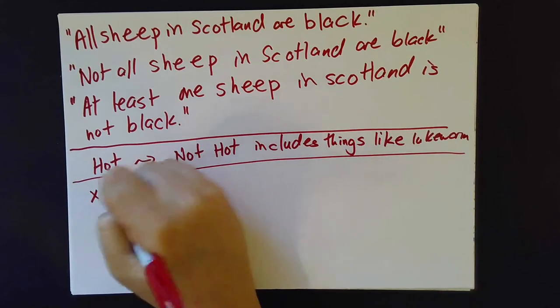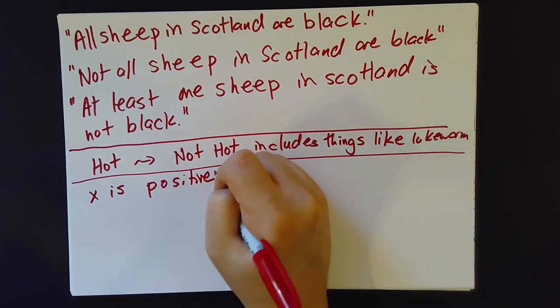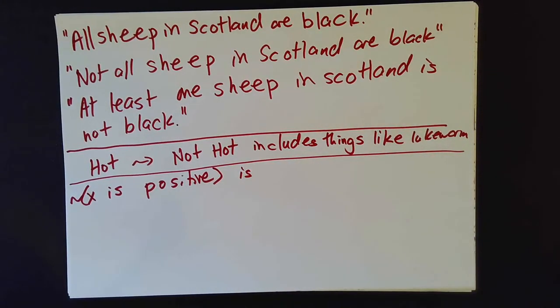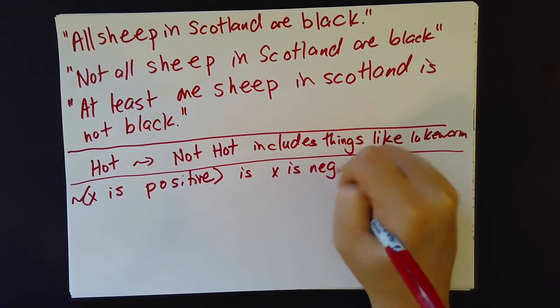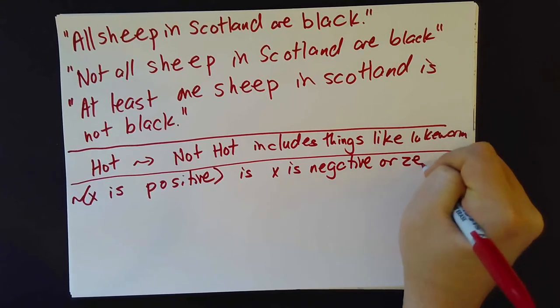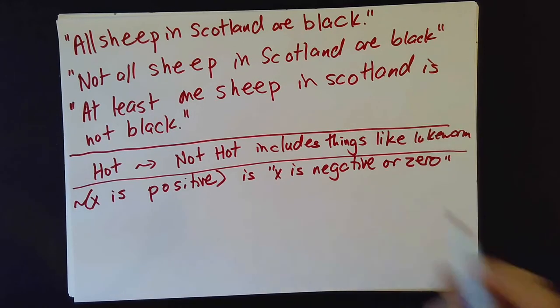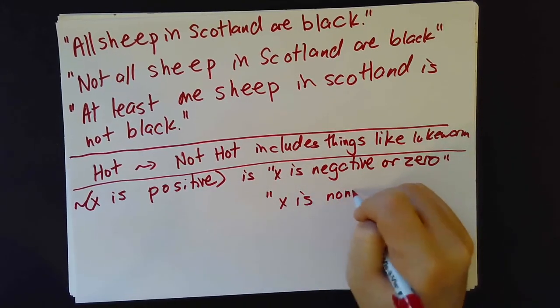This also shows up a lot when we're talking about numbers and we say something like x is positive. If you negate that, then it's tempting to think that that is x is negative, because the opposite of positive is negative. However, the opposite of positive is not negative. The opposite of positive is negative or zero.